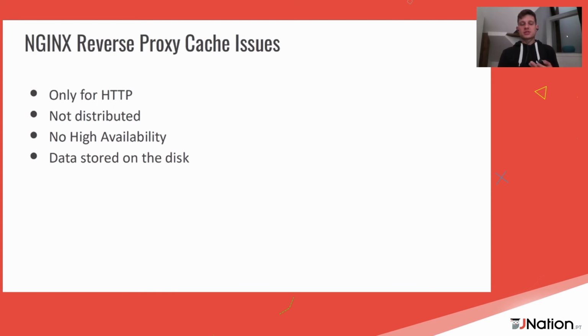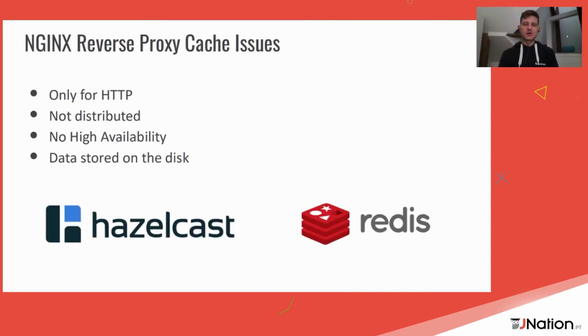Nginx has some way to write modules, and you can use some modules as a backend for the caching. However, for Hazelcast, it does not exist yet, and for Redis, it's not very mature, so you can be limited here.